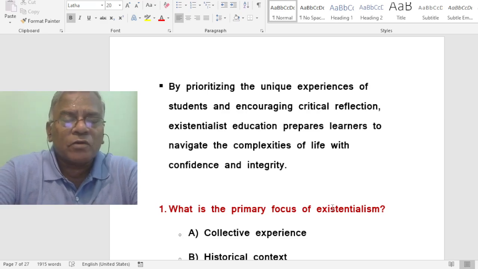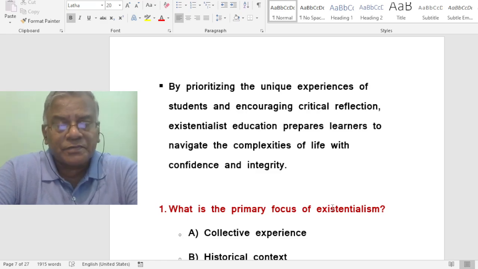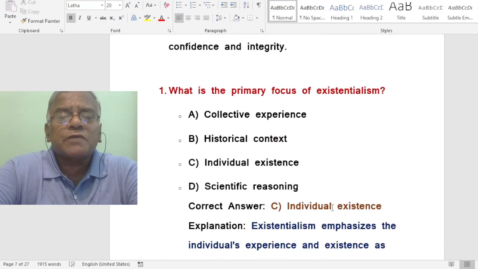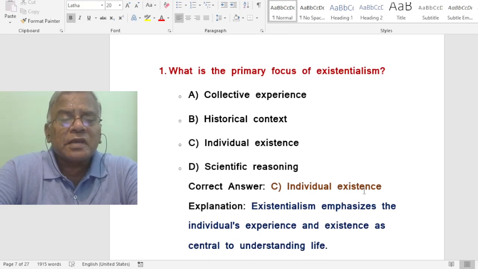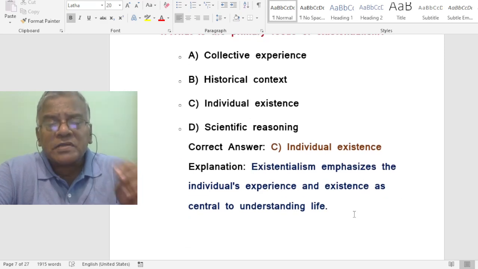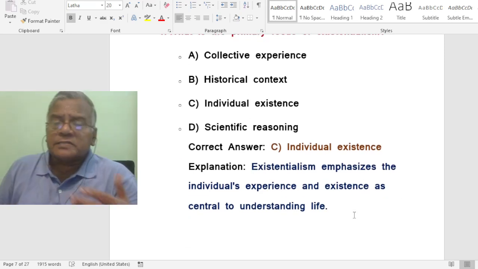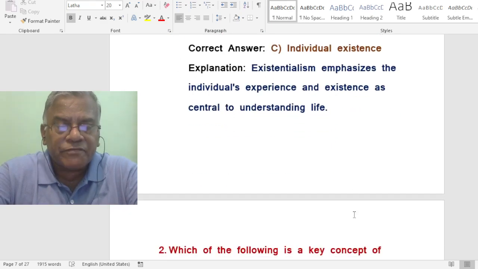So this is how we can conclude. Of course, the most important ideas are here in the conclusion itself. What is the primary focus of existentialism? Collective experience, historical context, individual existence, scientific reasoning. That is individual existence. Existentialism emphasizes the individual's experience and existence as central to understanding life.